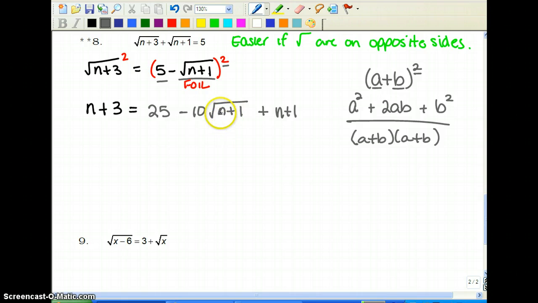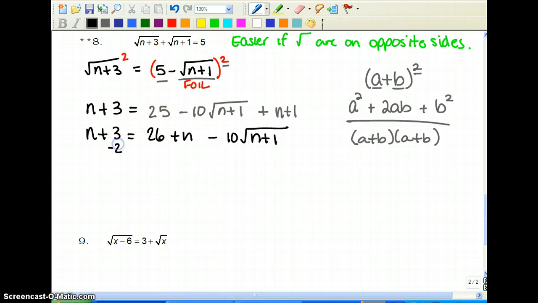Now notice, you still have an n caught under a radical. We're going to have to square both sides again. Now it would be crazy for me to think, let's square this, and have to multiply everything by itself. It's easier to square things when there's not as much on that side. So get everything away from there that you can. Simplify. You'll have n plus 3 equals 26 plus this n minus 10 times root n plus 1. So all I do is put the 1 with the 25.